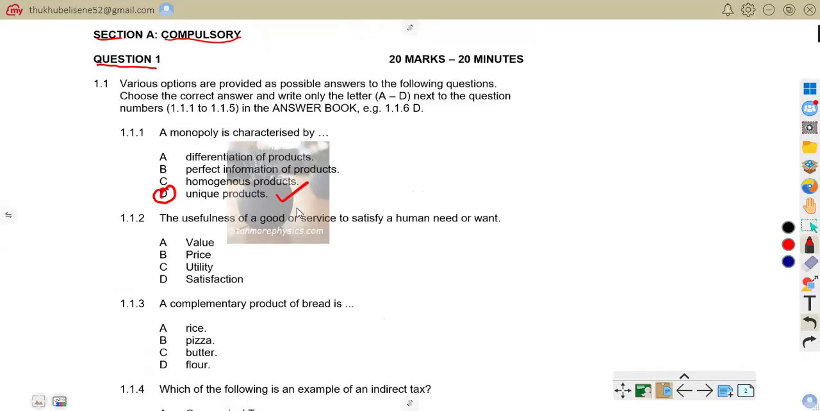When we are talking about unique products, we are talking about those goods that are different from others and cannot be easily replaced. They usually have special features or branding. You can talk of, for example, designer clothing, or Nike limited edition shoes. So it's unique. Hope we are together on that. Let's go to the next one.